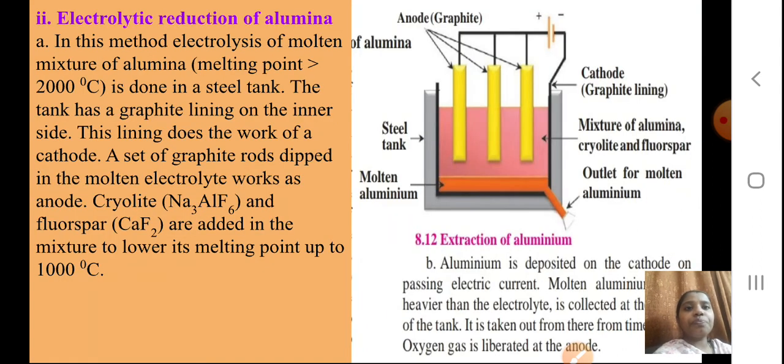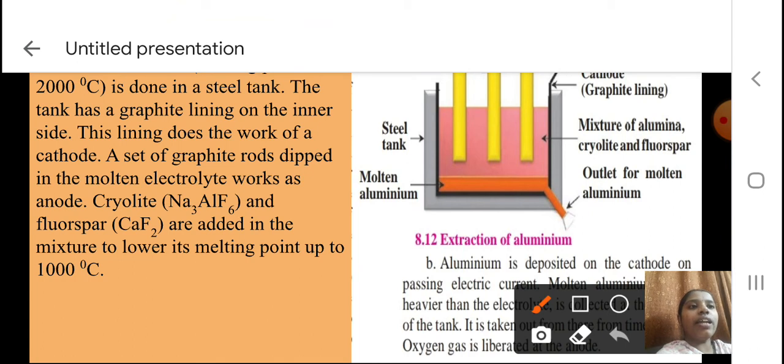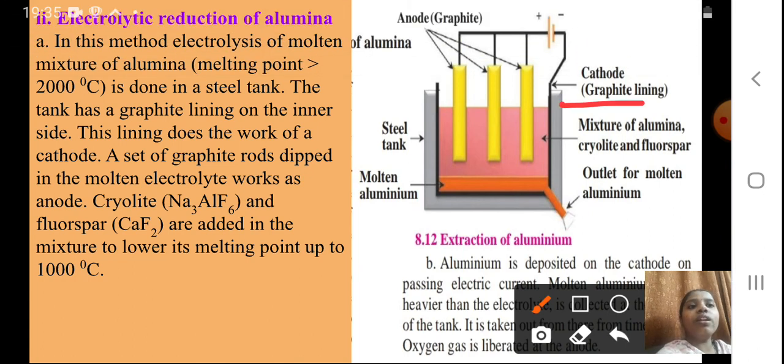Now the second part is the electrolytic reduction of alumina. In this method, electrolysis of a molten mixture of alumina, whose melting point is more than 2000 degrees Celsius, is done in a steel tank. The tank has a graphite lining on the inner side. The lining does the work of the cathode. You can see in the diagram, cathode graphite lining.